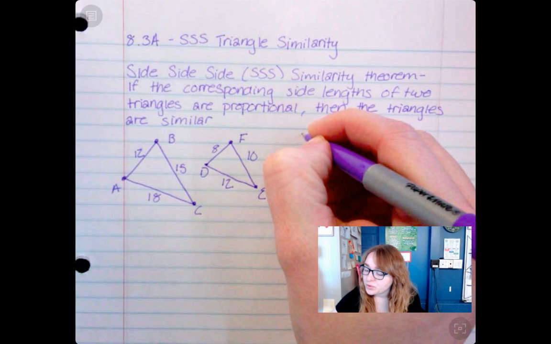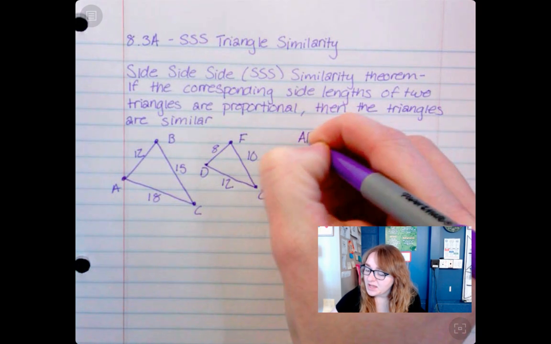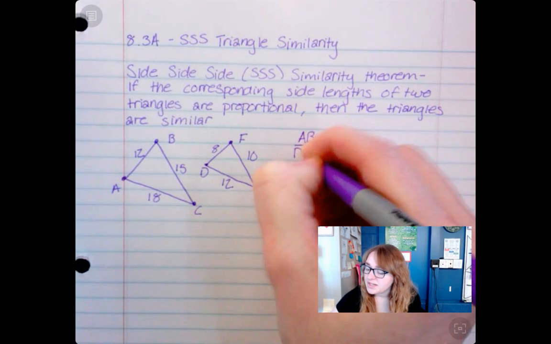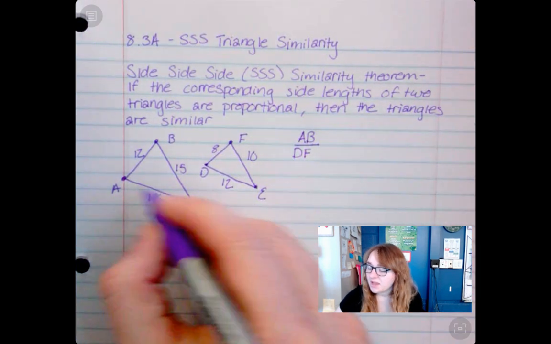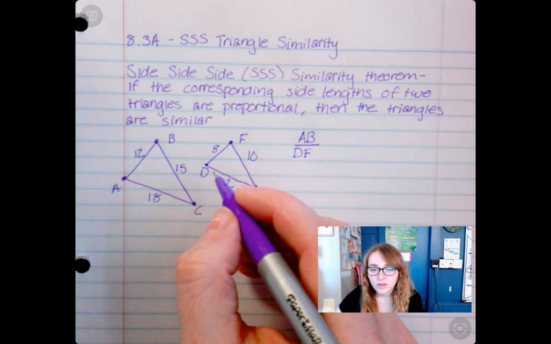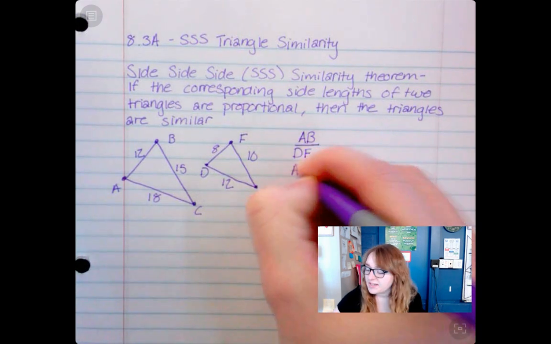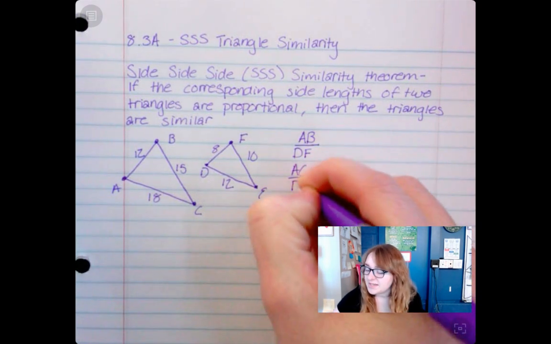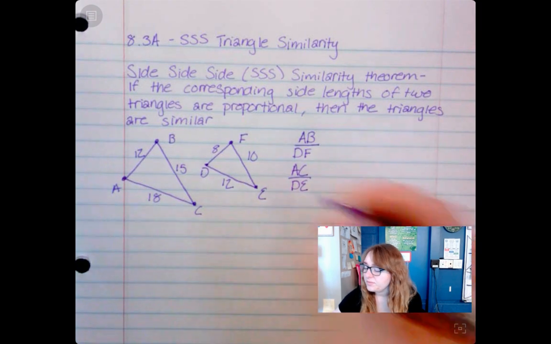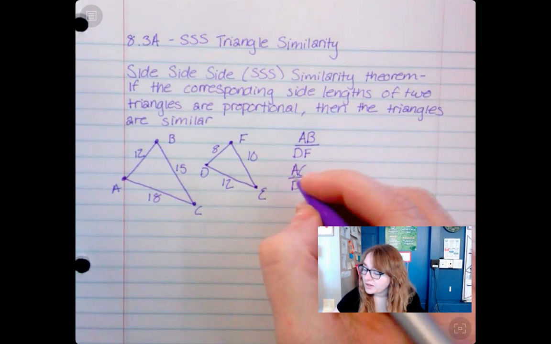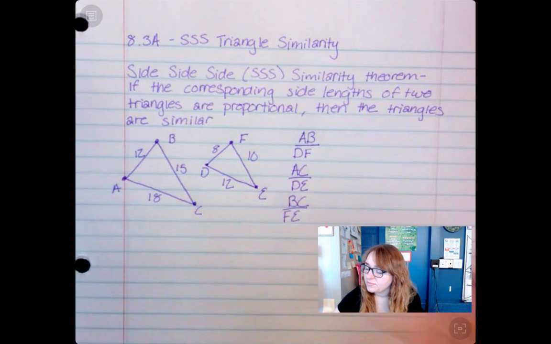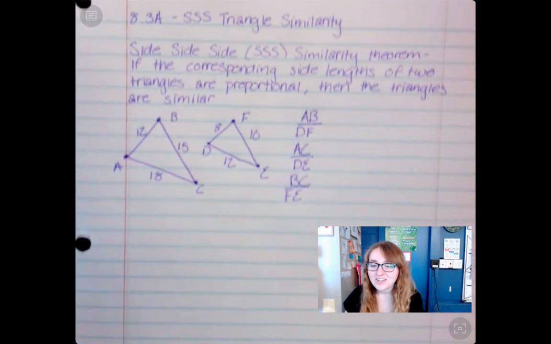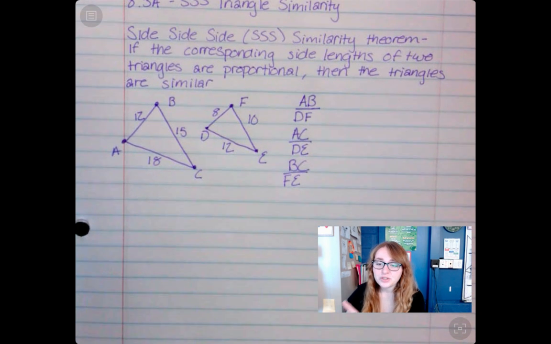Okay, so I'm going to go left over right. I'm going to pick my shortest sides. So AB to DF. Then I'm going to pick this side here, more on the bottom. So we have AC to DE. And then our final side, BC to FE. Okay, and of course we can't find our scale factors or see that our sides are proportional without these numbers. So let's go ahead and add these numbers in.